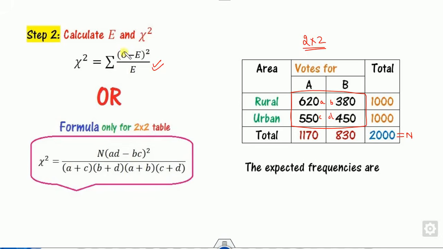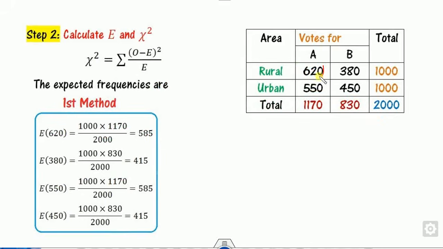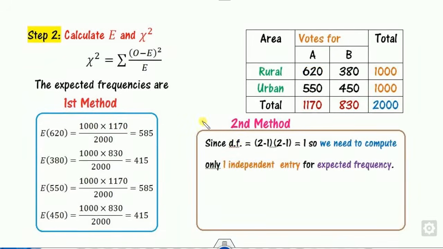If you apply this method, this O is the observed frequency which is given to you. Our task is to find this E, the expected frequencies. How do we find them? Look at that. To find the expected frequency corresponding to this 620, we see that this is 1000 and this is 1170. So we multiply this by this and divide by the total, and we can find this number. Similarly, we can find the other four numbers. But these are four calculations, so in order to reduce the calculation, we will apply this second method, and I always prefer this one.